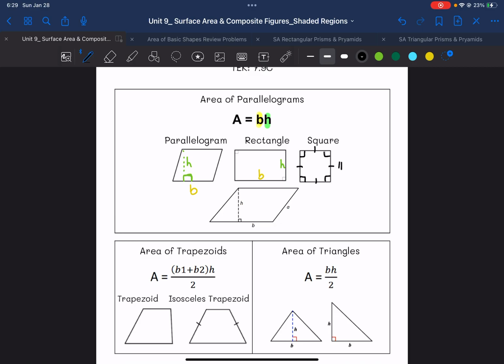Okay, this is also a square, right? So that means that this is going to say 11. That is your base. Okay, and this is your height. Okay, so you would end up doing 11 times 11, which is 121. Okay, all right, let's go ahead and move to the next one.